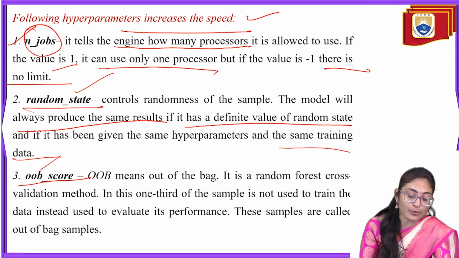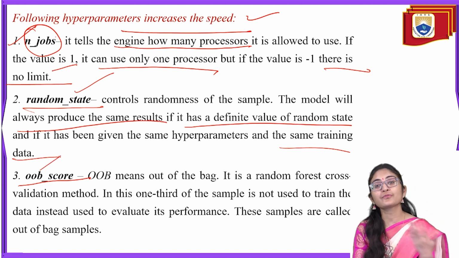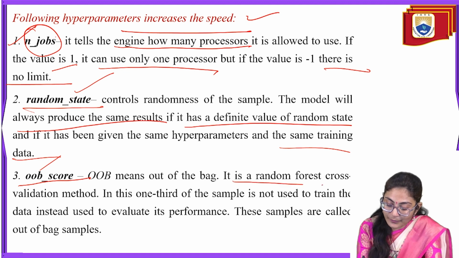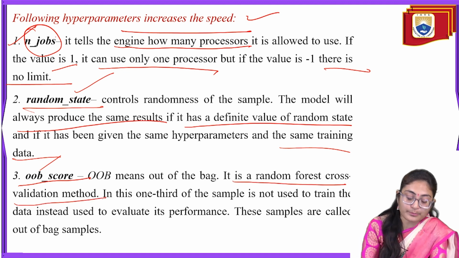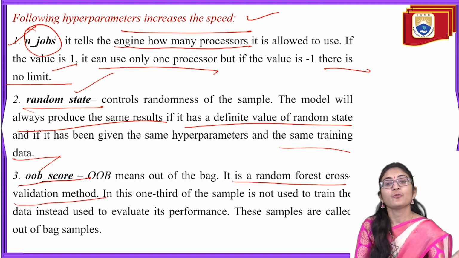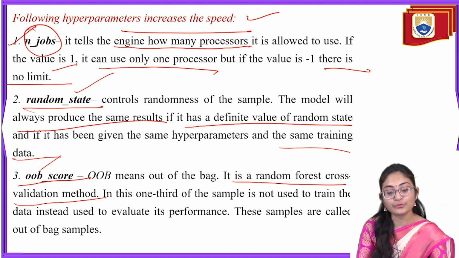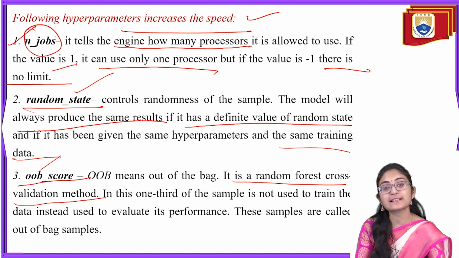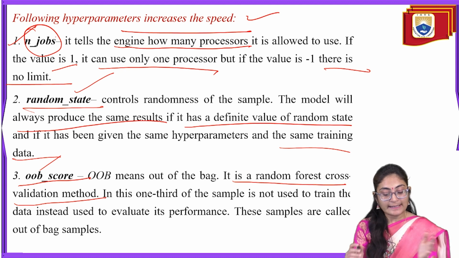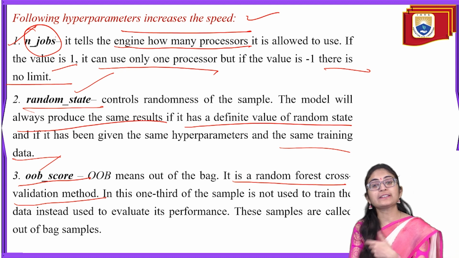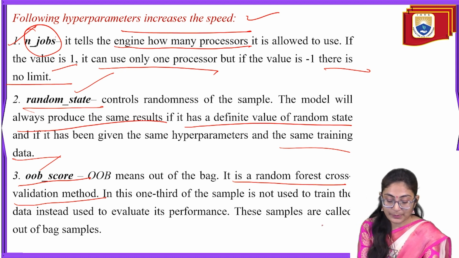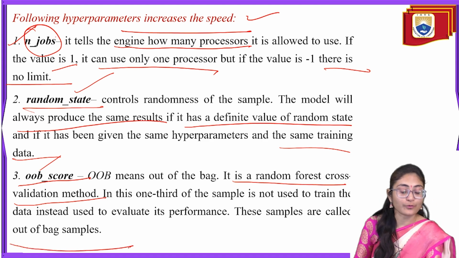Then the next one is oob_score. OOB score means out of the bag. It is the random forest cross-validation method. In this, one third of the sample is not used to train the data, but instead is used to evaluate its performance. These samples are generally called out-of-bag samples.